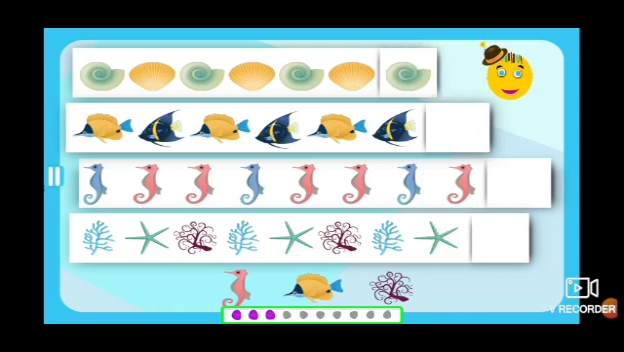Next sum, there are two color fishes. One is yellow, one is blue. One yellow fish, then blue, then yellow, then blue, then yellow, then blue. So what should come next? Yellow color.